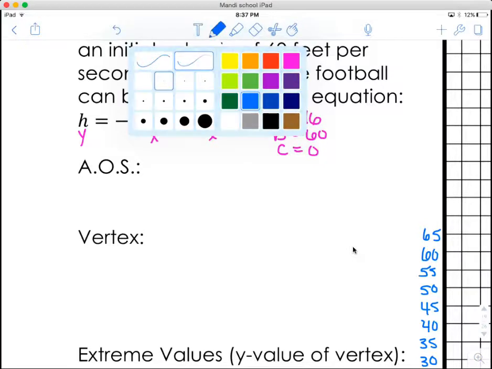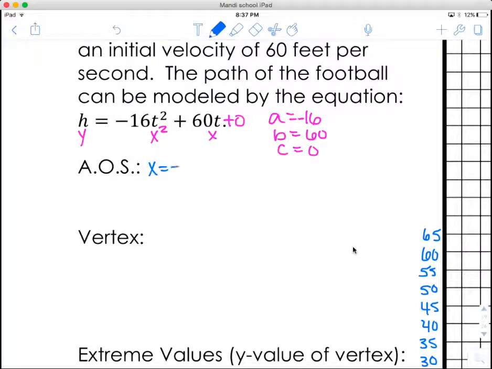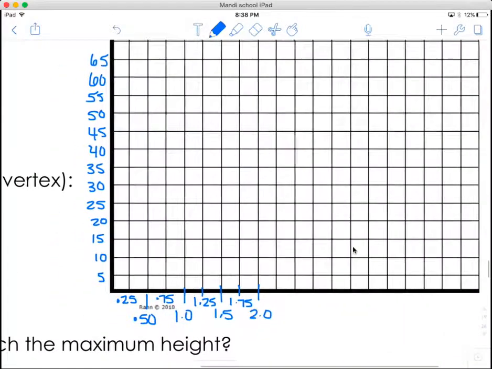So we know axis of symmetry, x equals negative b over 2a. That's negative 60 over 2 times negative 16. And here's where you grab your handy dandy calculator and put that information in to see what you get. So negative 60 divided by negative 32, which is 2 times 16, and we get 1.875.